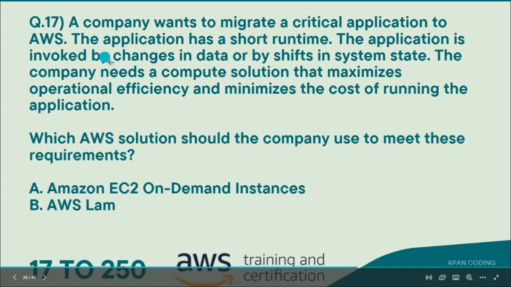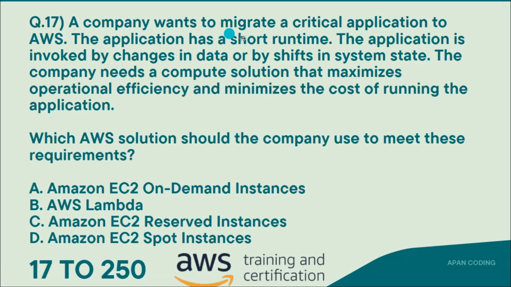Question number 17 is telling: a company wants to migrate a critical application to AWS. The application has a short runtime and is invoked by a change in data or by a shift in system state. The company needs a compute system that maximizes operational efficiency and minimizes the cost of running the application. Which AWS solution should the company use to meet these requirements?